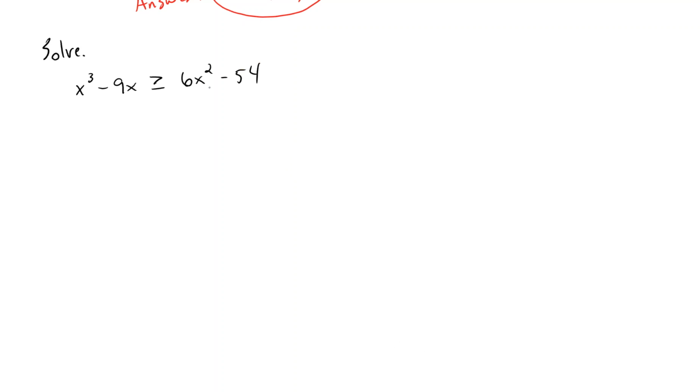we need 0 on one side, and then we're going to have to factor the other side. So to get 0 on one side, what I want you to do is get rid of this stuff on the right. So basically subtract 6x squared and add 54 to both sides. And make sure that when you rewrite the left side, it's in descending order. Okay? And on the right side, you should have greater than or equal to 0 at that point, once you've gotten rid of the stuff on the right.